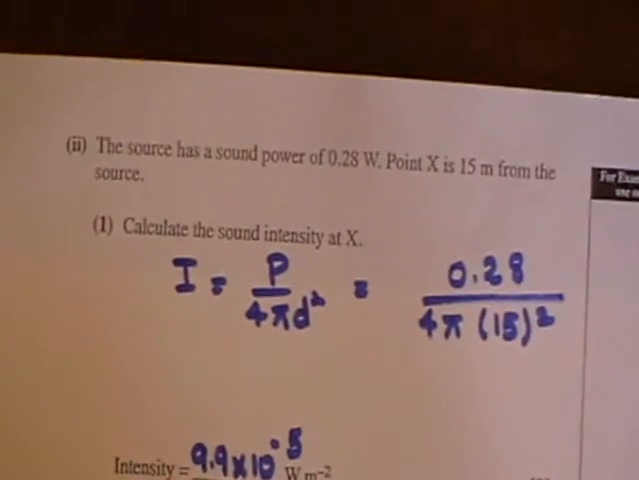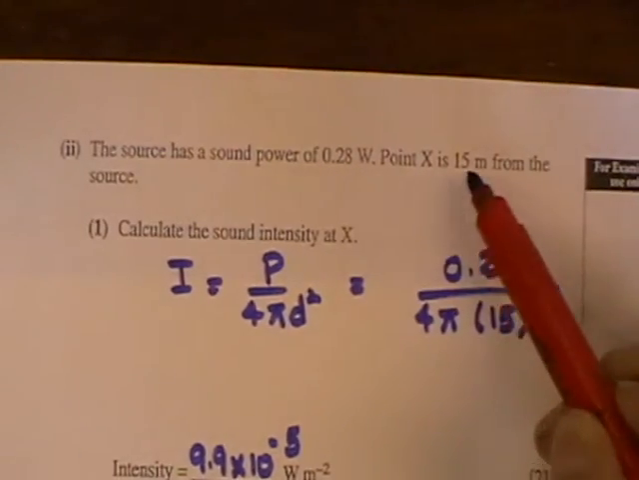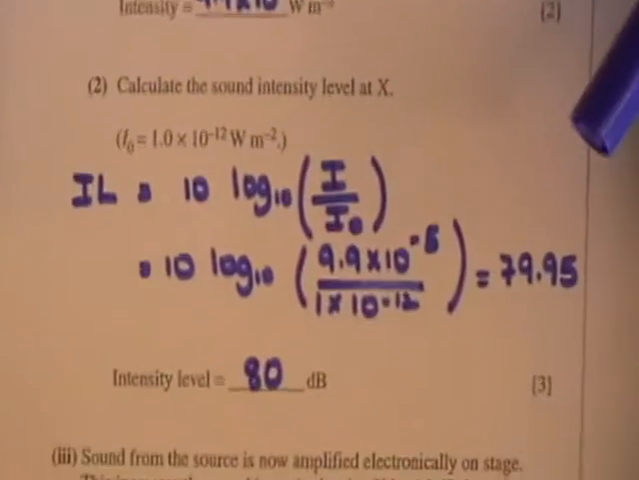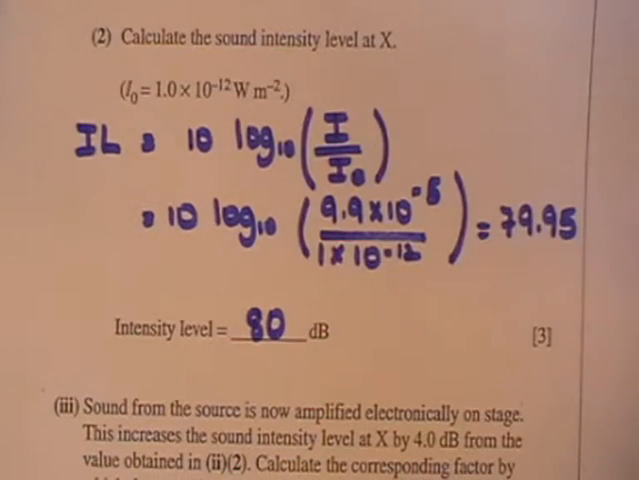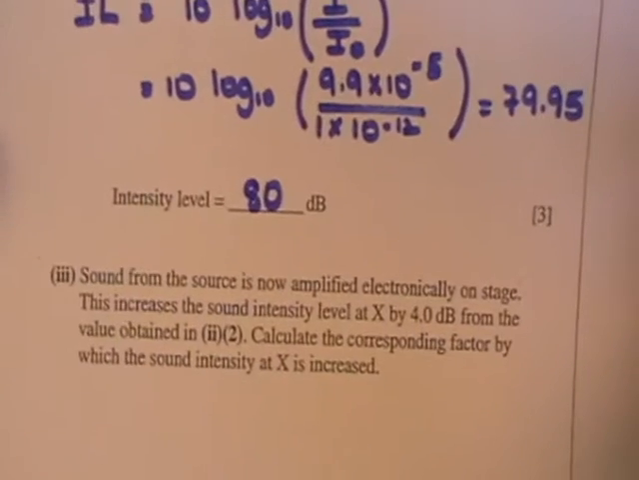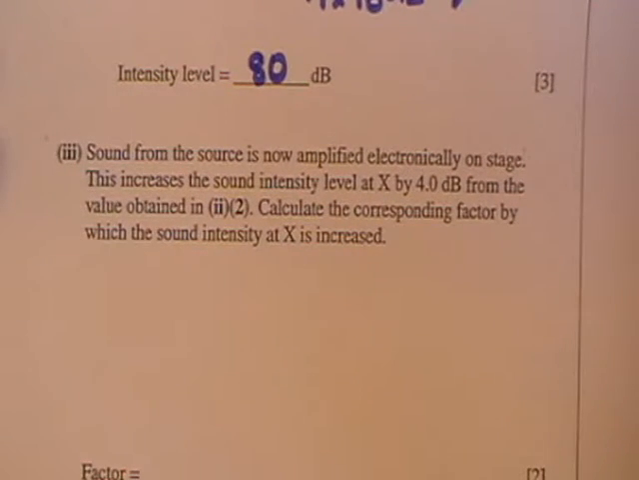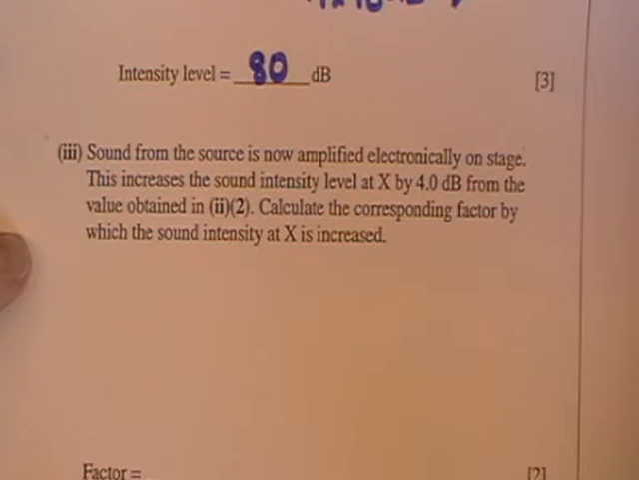Sorry, I pointed up here and I didn't show you that. There's 2 significant figures in that number, 2 significant figures in that number. So we're going to round our answer to 2 significant figures up to 80. Part 3. Sound from the source is now amplified electronically on stage. This increases the sound intensity level at X by 4 decibels from the value obtained in part 2. Calculate the corresponding factor by which the sound intensity at X is increased.